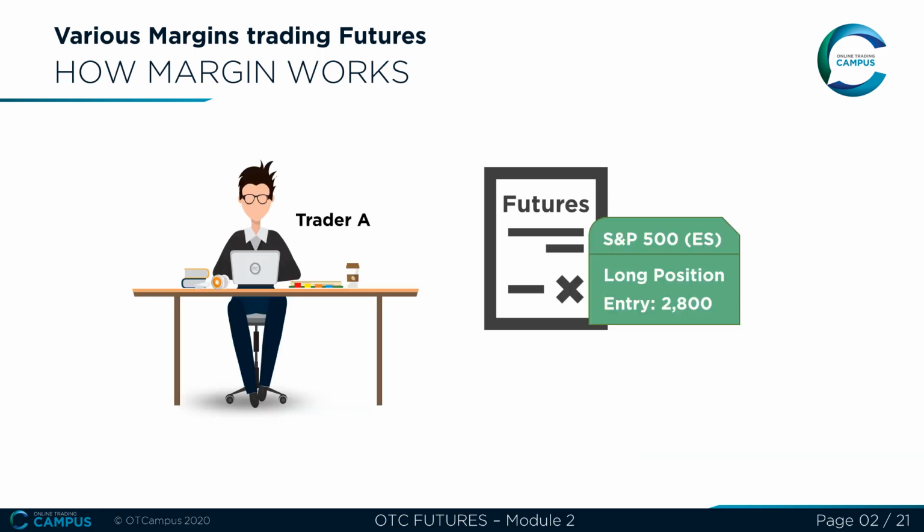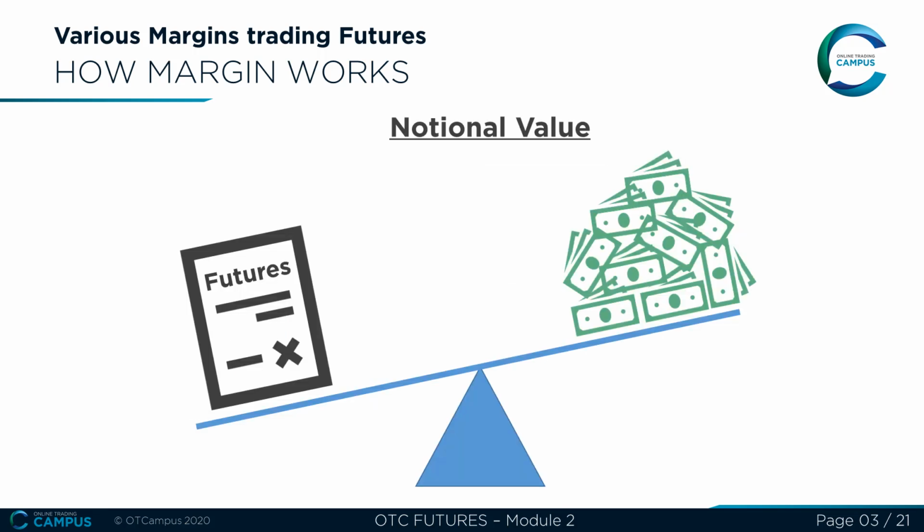So let's look at an example. Let's say trader A is bullish on the S&P 500 and decides to take a long position on the E-mini S&P 500 index futures. Symbol root would be ES. For this example, we'll say ES is trading at 2,800 points, which is a notional value of $140,000. Notional value is the cash equivalent value to owning the underlying asset or the contract's total value.